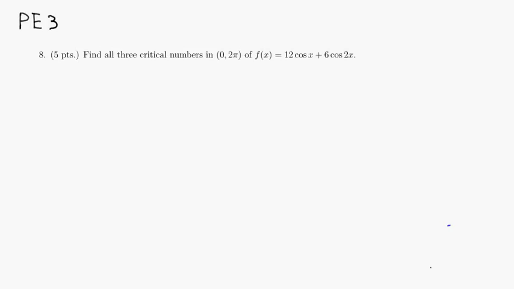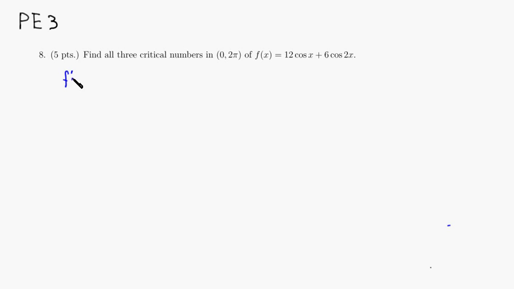Alright, let's look at practice exam 3, problem number 8. We want to find the three critical numbers between 0 and 2 pi for this function here. First, we have to take the derivative.